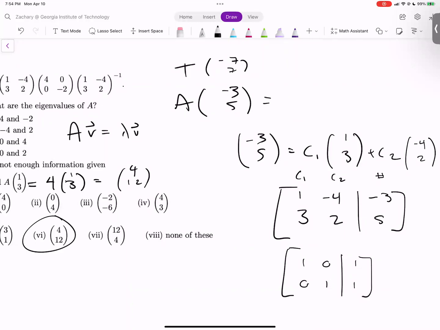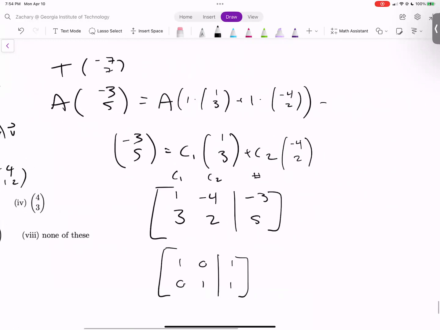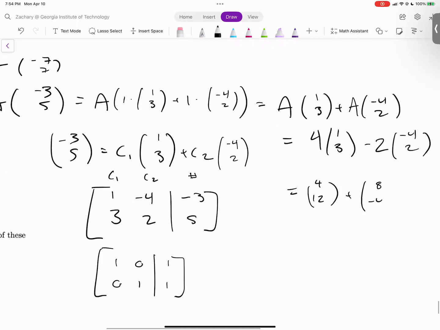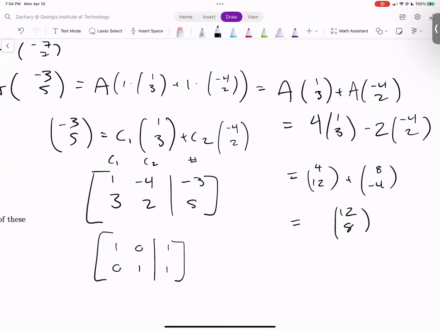So that means I can rewrite this as A of 1 times (1, 3) plus 1 times (-4, 2), which is equal to A of (1, 3) plus A of (-4, 2), which is equal to 4 times (1, 3) minus 2 times (-4, 2), which is equal to, we said it was (4, 12) plus (8, -4), which is equal to (12, 8). Does that make sense?